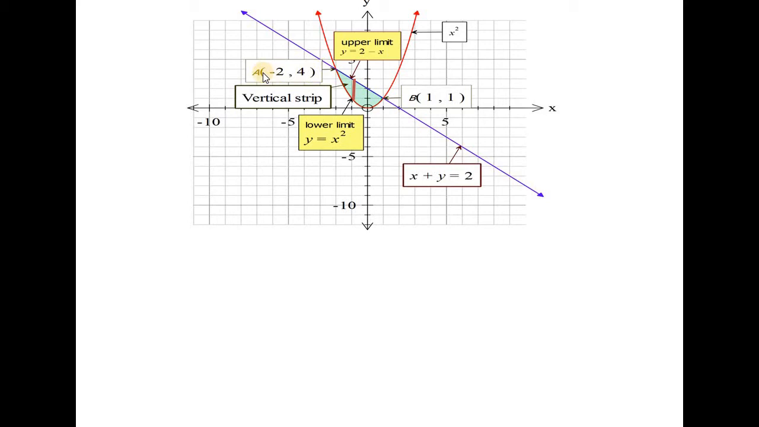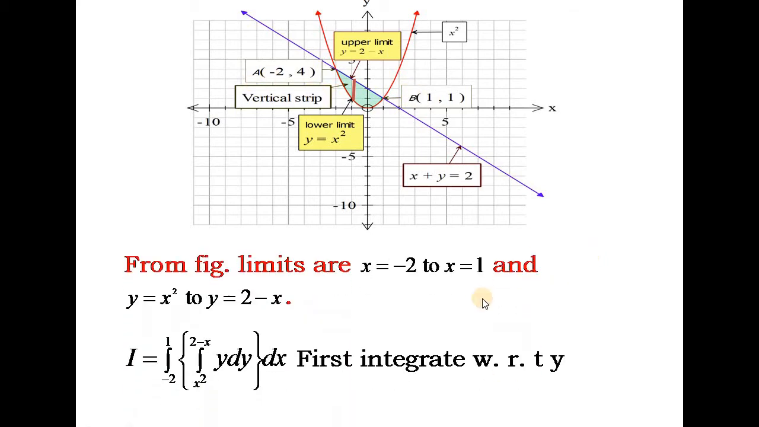So at point A, x is minus 2, and at point B, x is plus 1. So x limits are minus 2 to plus 1. From the figure, limits are x is minus 2 to x equal to 1, and y equal to x square to y equal to 2 minus x. So the given integration, minus 2 to 1 are constant limits, take outside limits, and x square and 2 minus x are inner limits. So integral x square to 2 minus x of y dy dx.